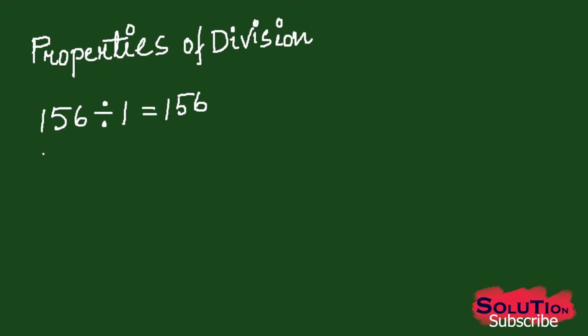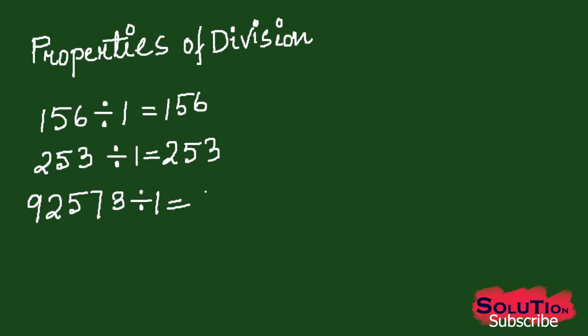Similarly, if I divide 253 by 1, then the answer will be 253. In the third example also, the answer will be that particular number, that is 92573. Okay, so this is very easy if I am dividing by 1.